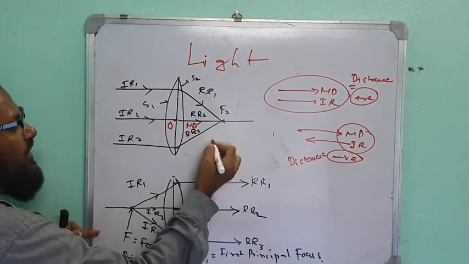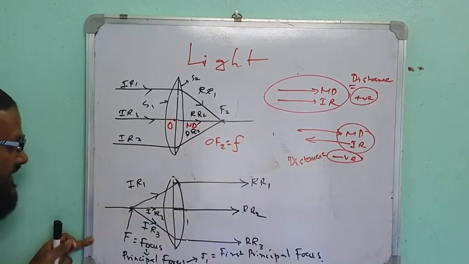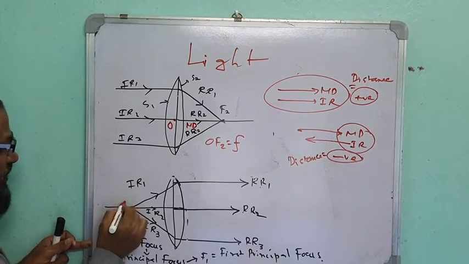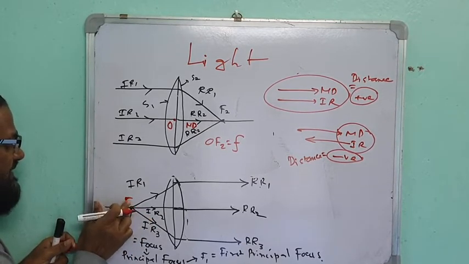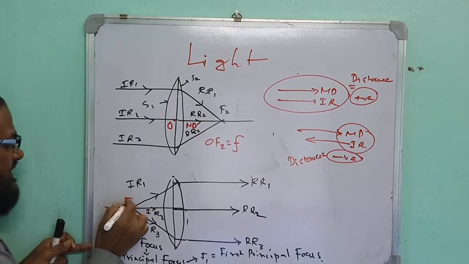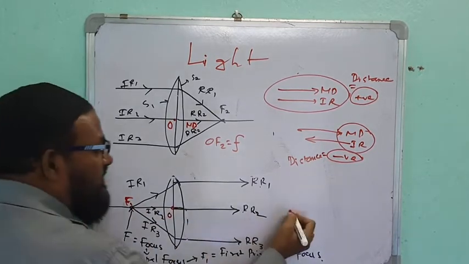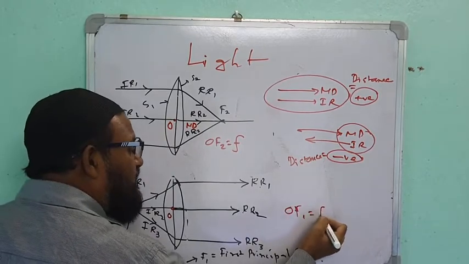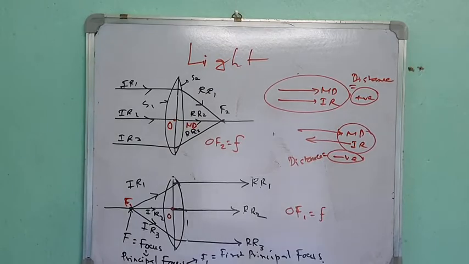This is O. Sir, OF2 is equal to the focal length. In this case, sir, this is F1, and this is O. Again, sir, OF1 is equal to the focal length, that is F. But which is positive, which is negative?